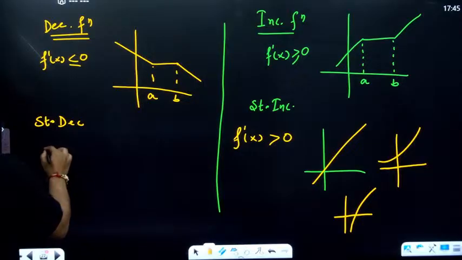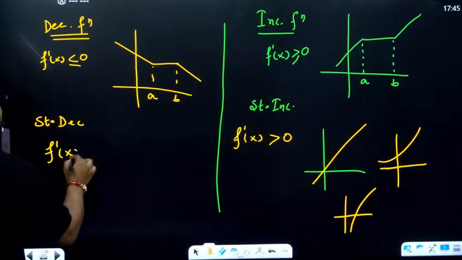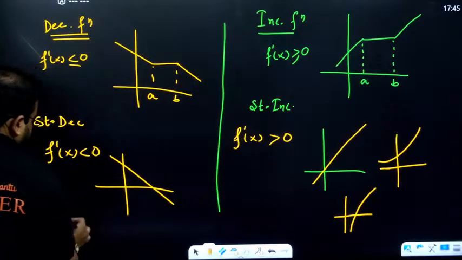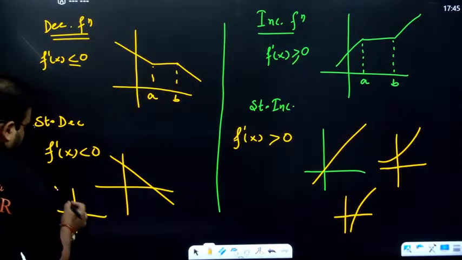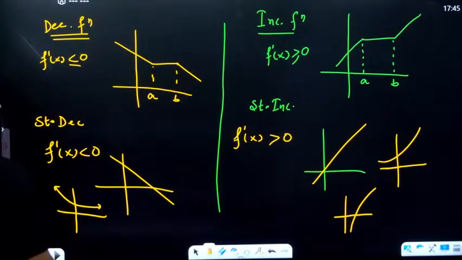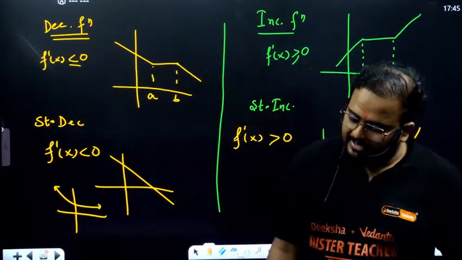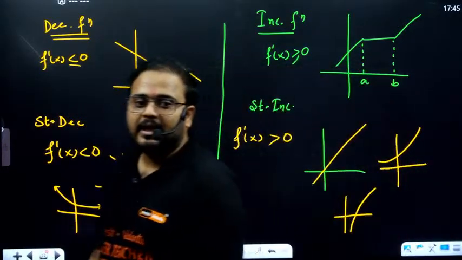Strictly decreasing, what happens over here? F dash of x is just less than 0, and the graph will look like this. All these categories are there. Linear, exponential. Any doubt, guys? Any doubt over here?